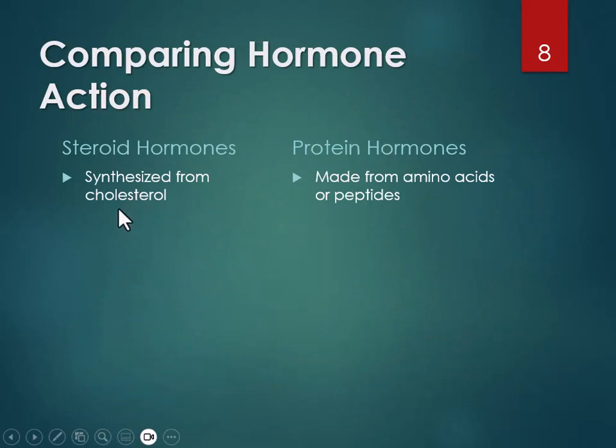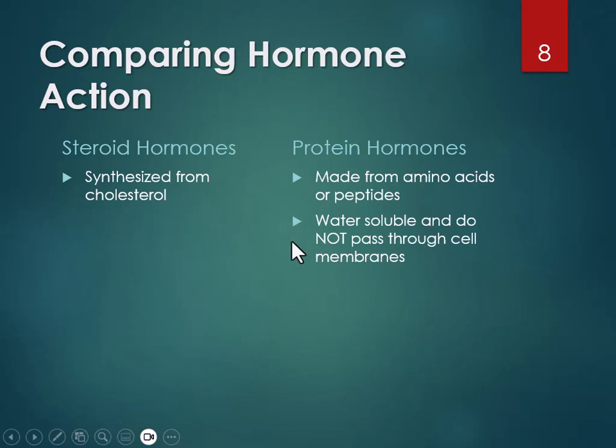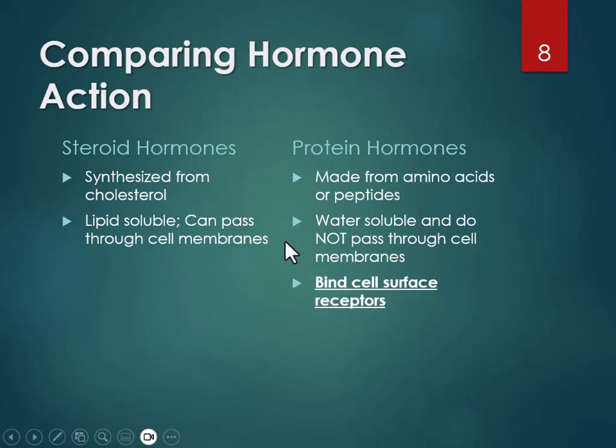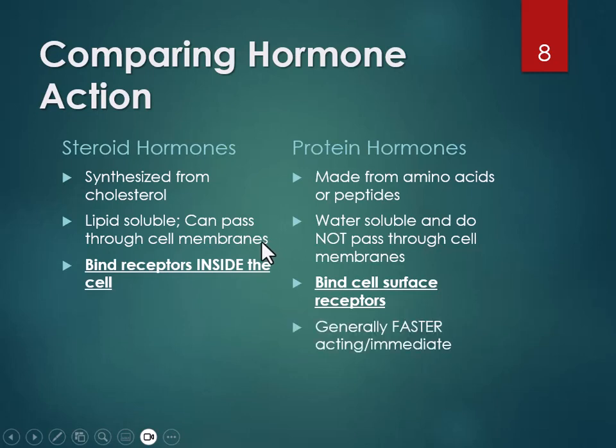Okay, steroid hormones are made from cholesterol, protein hormones from amino acids, or short chains of amino acids called peptides. Protein hormones are water soluble and do not pass through the cell membrane, but lipid soluble hormones do. Protein hormones bind cell surface receptors, steroid hormones bind the receptor inside the cell. And protein hormones like epinephrine and insulin generally act very fast. The result, epinephrine, your heart beats faster, you breathe faster right away. Insulin immediately drops your blood sugar.